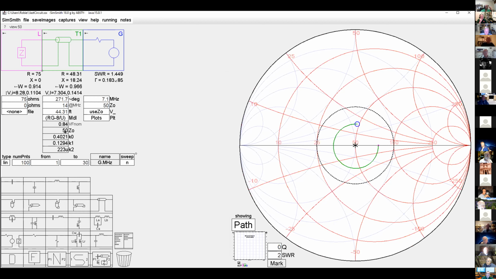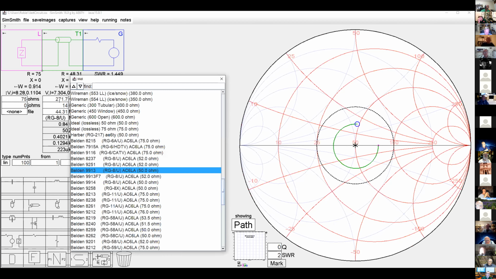And let's see here. So by simply clicking on it like that, now I have a different velocity factor. My parameters are different. My characteristic impedance is the same. So it's pretty useful. You can get real world values out of it. So one thing I should do is go back to 7.1 here. Whoops.